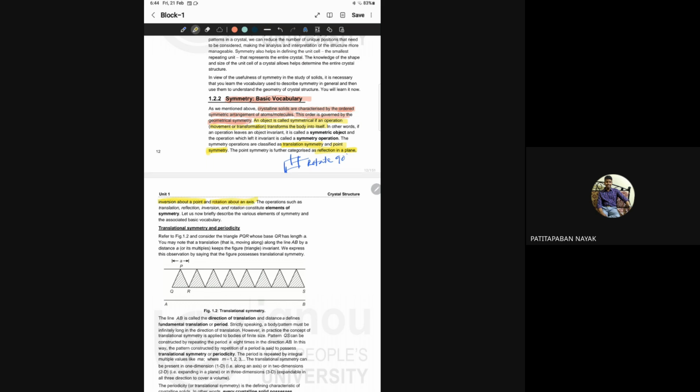The operations such as translation, reflection, inversion, and rotation constitute the elements of symmetry. So the elements of symmetry are translation, reflection, inversion, and rotation. Let me draw and explain a little bit what these four mean.